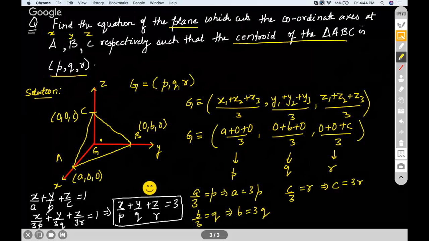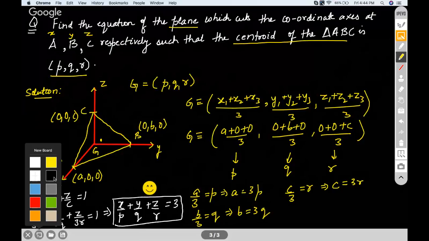Well, now moving on to the next concept. I think we have not done the distance of a point from a plane, if I can recall it correctly. Please correct me if I'm wrong. Yes, sir, we have. Okay. So, distance of a point from a plane.